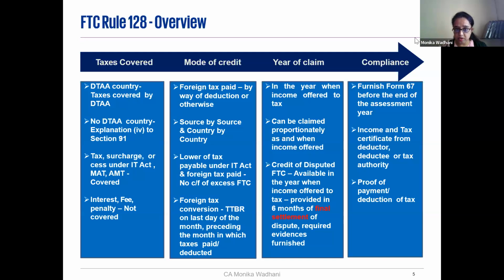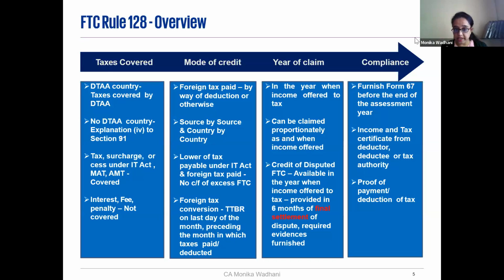So to my mind, even after the introduction of Rule 128, the position may not be different. However, the way people used to compute foreign tax credit before the introduction of Rule 128 was in a total mechanism, especially in the case of section 91, and not country by country.